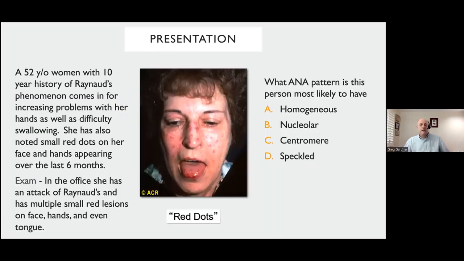Here's another good one. They will ask you this on your boards because this is a very distinctive antibody. Okay, so a 52-year-old woman with a 10-year history of Raynaud's phenomenon comes in for increasing problems with her hands as well as difficulty swallowing. She also has noted small red dots on her face and hands appearing over the last 6 months. Now, those are pretty impressive, aren't they? On exam, she has an attack of Raynaud's and has multiple red lesions on face, hands, and even tongue.